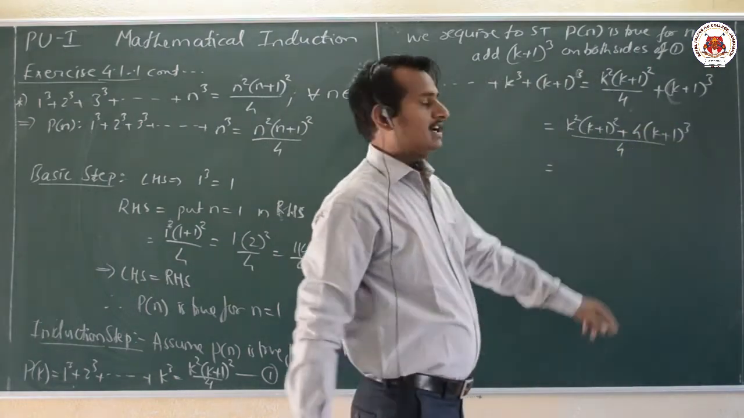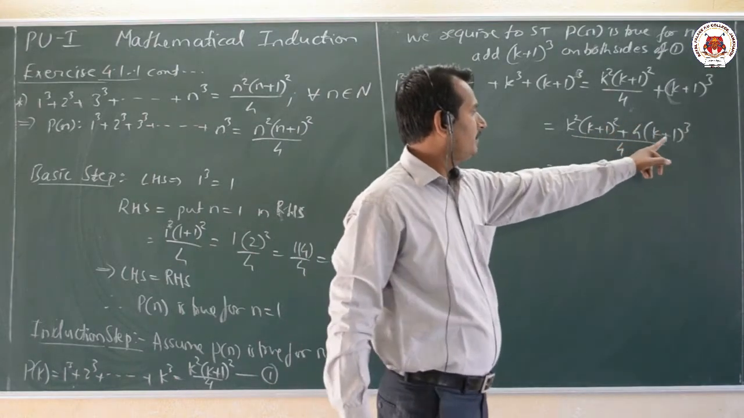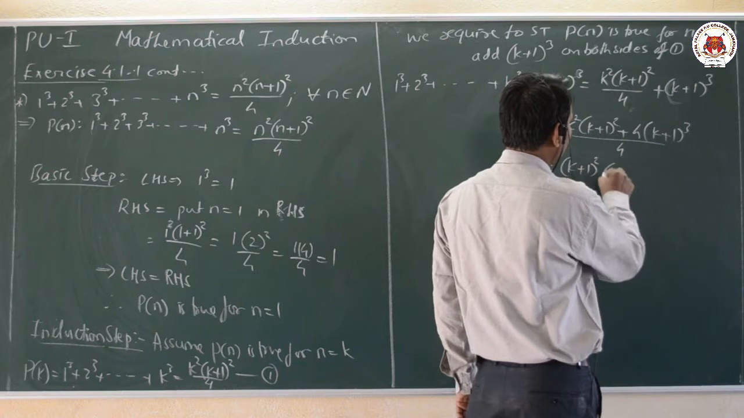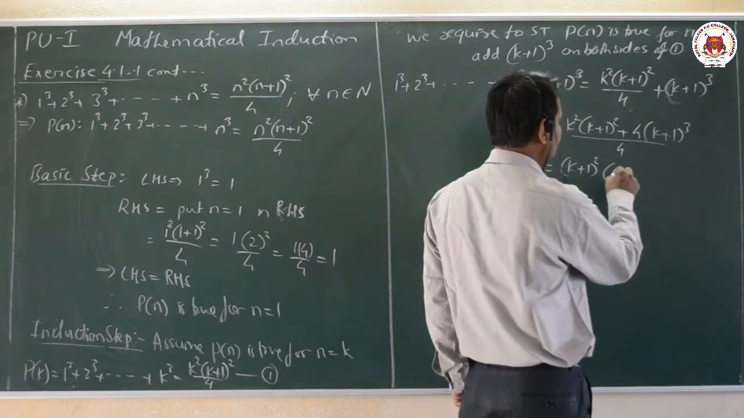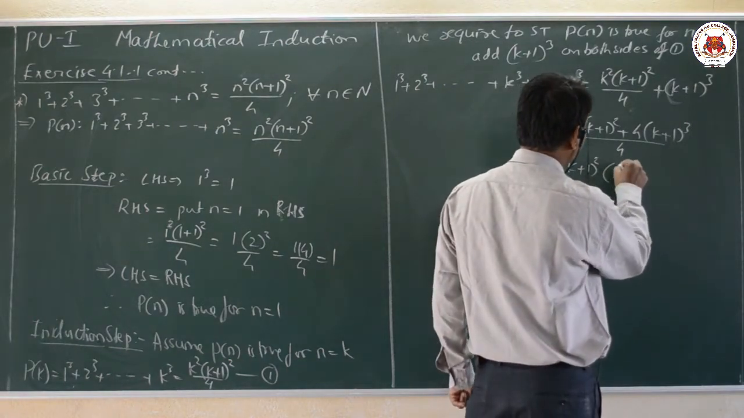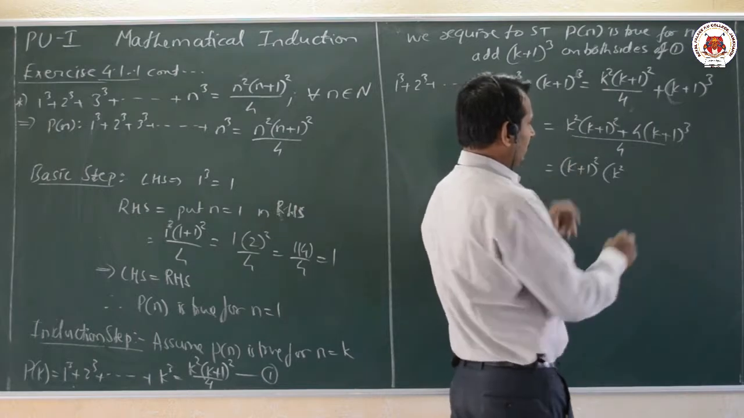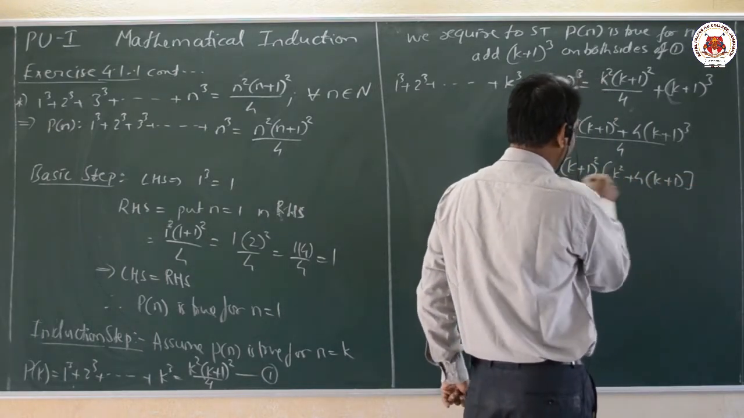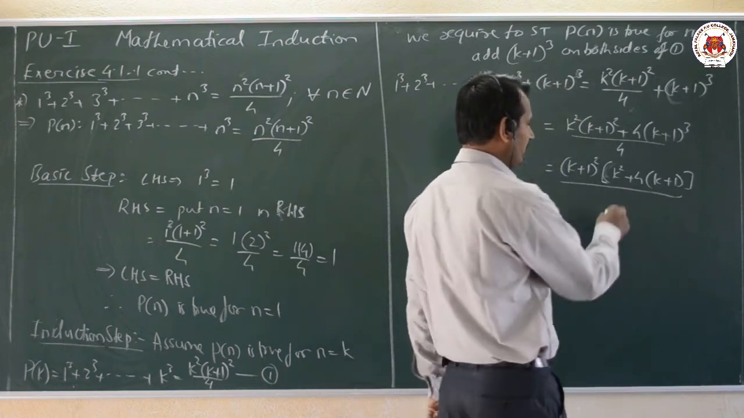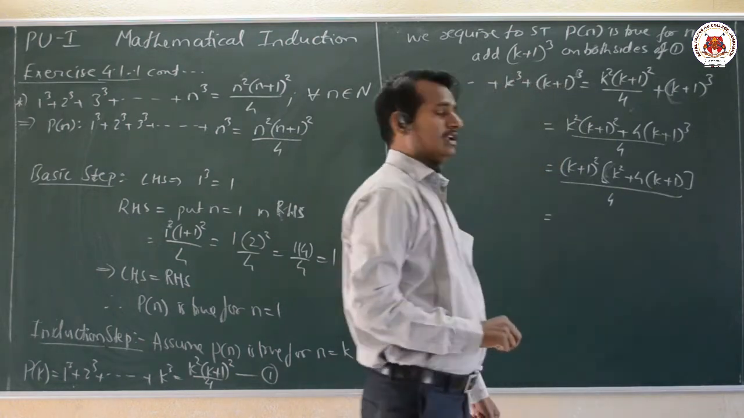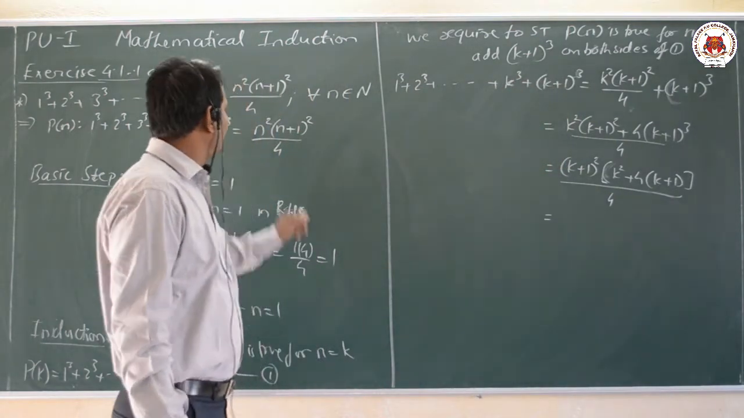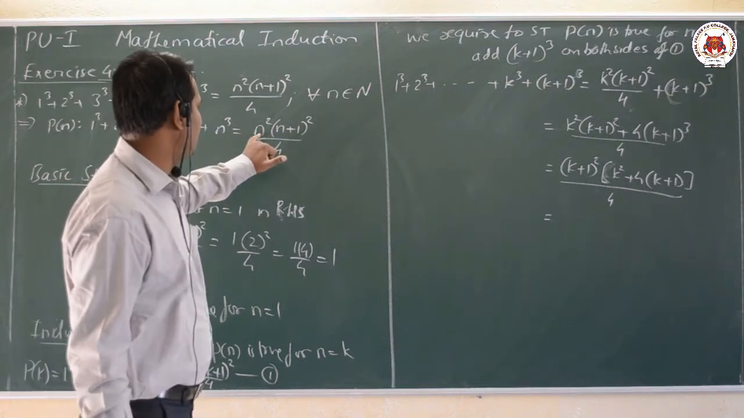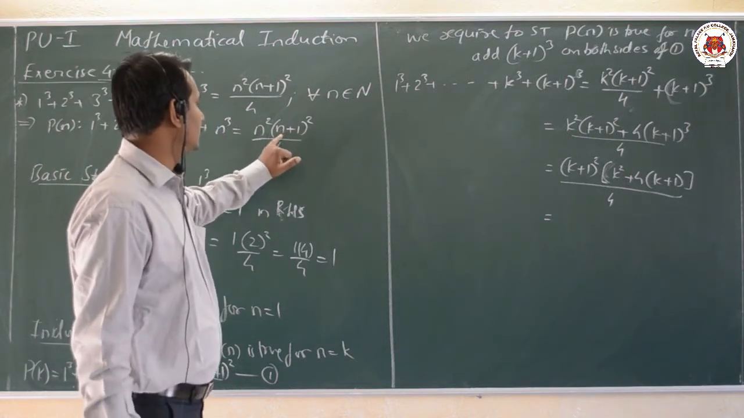Now dear students, among these two terms, can I take k plus 1 whole square common? If I take k plus 1 whole square common, what is the remaining part? That is k square plus 4 into k plus 1, divided by 4. Now what we actually require is that wherever n is there, in the place of that n we require k plus 1, that is k plus 1 plus 1, that is k plus 2 whole square.